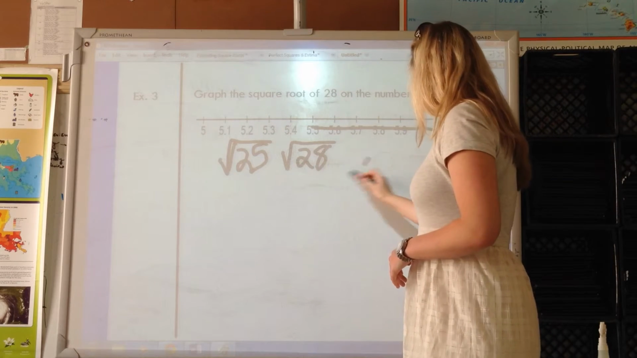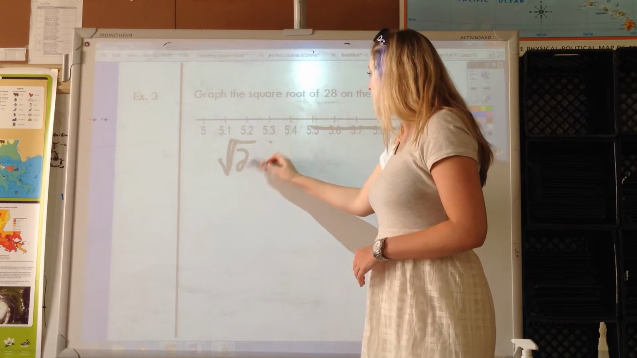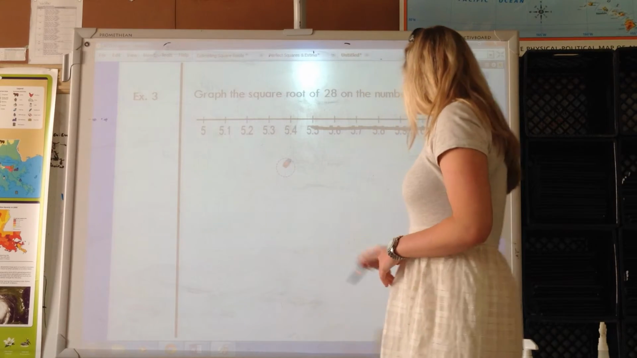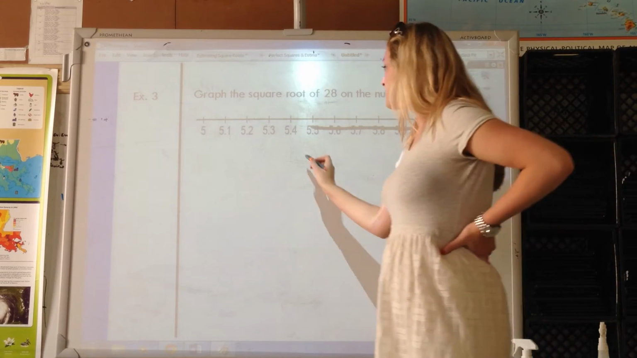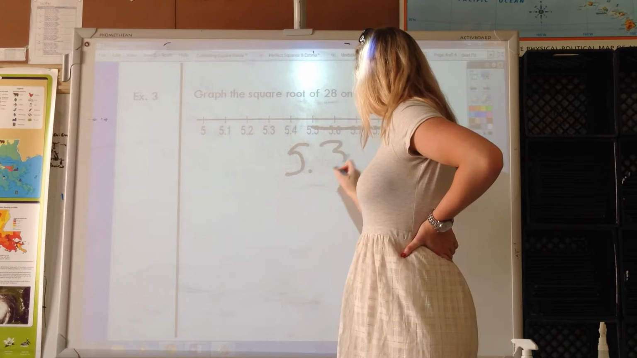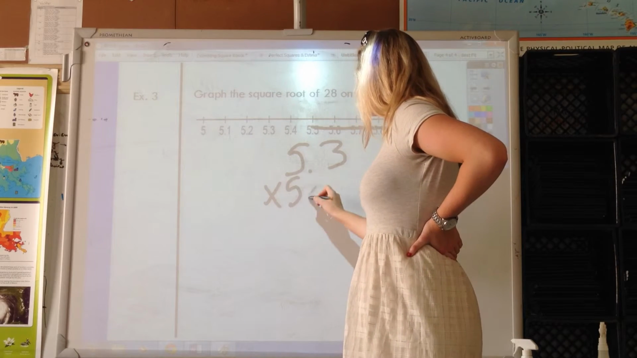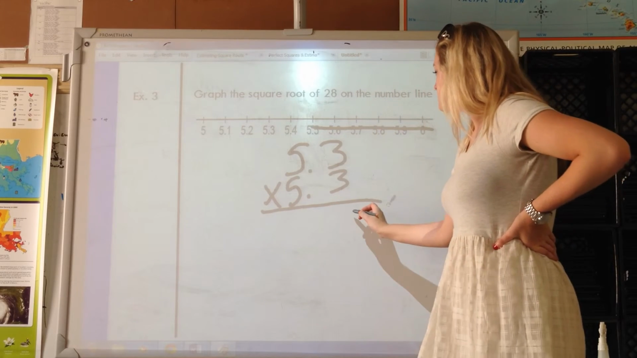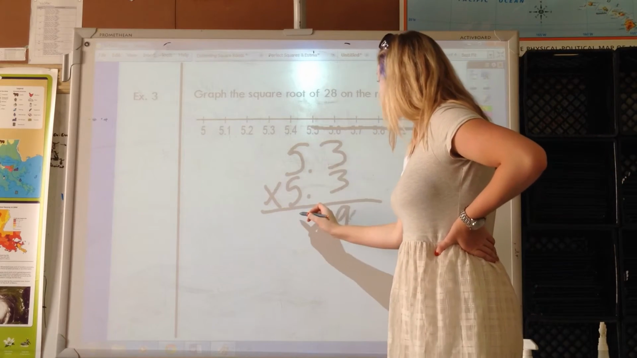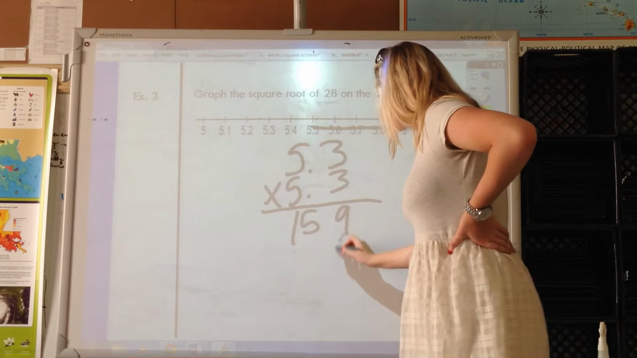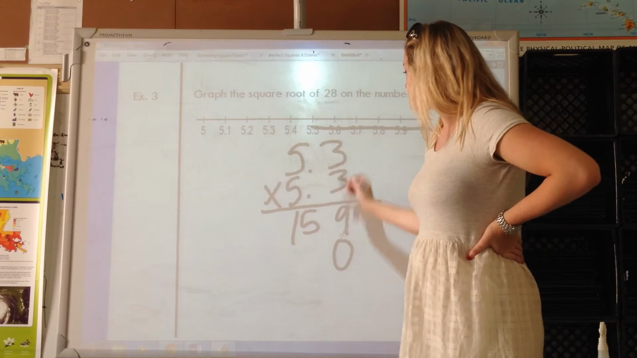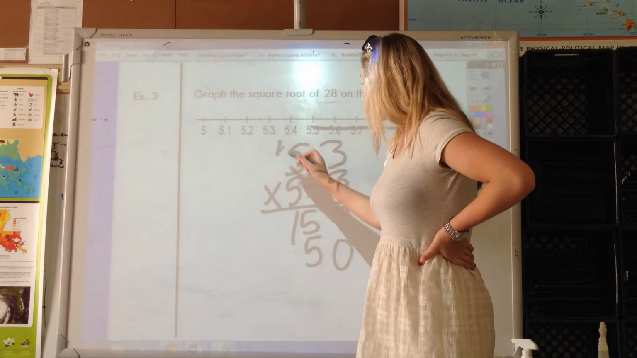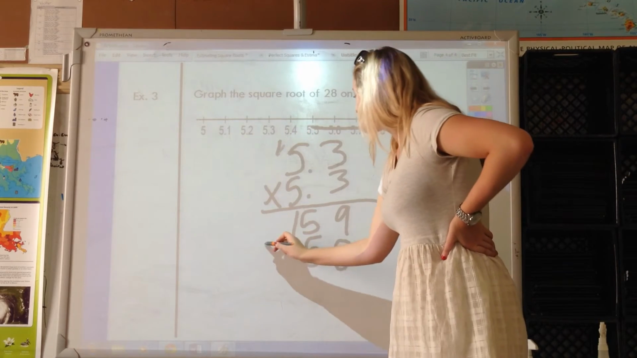So our next step is just to go ahead and pick one of those numbers, square it, and figure out if it's right. So I'm going to go ahead and pick 5.3. Again, I ignore my decimal until the end. 3 times 3 is 9. 3 times 5 is 15. 0 placeholder. 5 times 3 is 15. 5 times 5 is 25, plus 1 is 26.